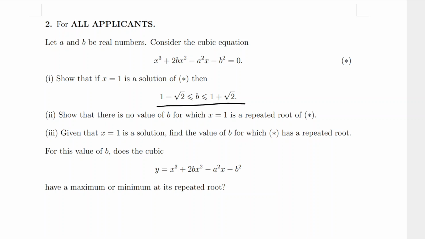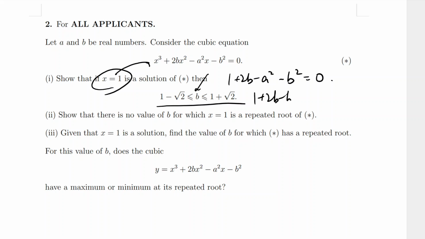Okay, interesting. Well, if x equals 1 is a solution, chuck that in, right? I think that's intuitive. That's instinct. So, 1 plus 2b minus a squared minus b squared equals 0. Then what have we got? I want something only in terms of b, so perhaps get everything with b to one side. That's sensible. So, let's go 1 plus 2b minus b squared equals a squared.